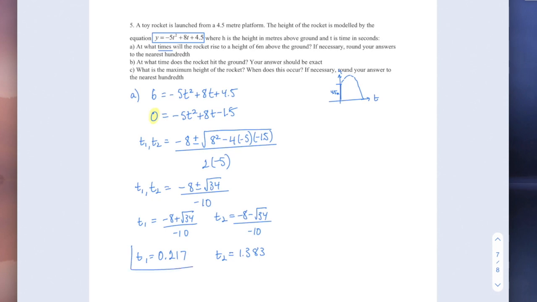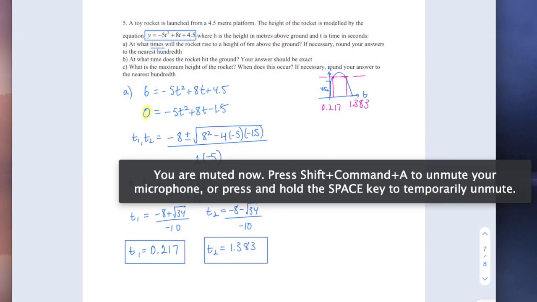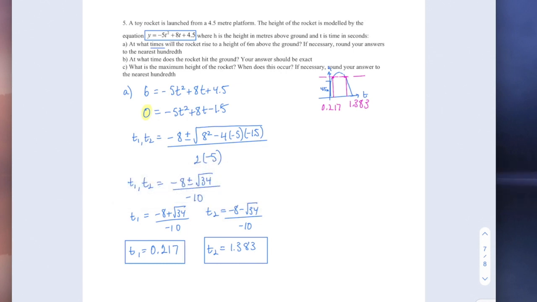Okay, so we can see that there are 2 times where this rocket rose to 6 meters above the ground. If we want to visualize this, we can picture it. I can see that at the times the rocket was 6 meters above the ground, it was 0.217 seconds and 1.383 seconds. At what time does the rocket hit the ground? Your answer should be exact.